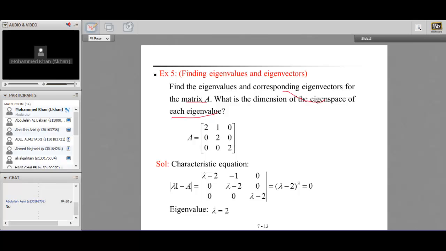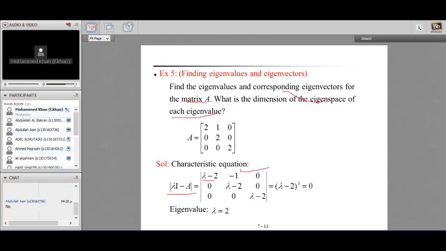So lambda I minus A is equal to 0. It means we can write lambda I minus A is equal to 0. We can write lambda just everywhere we will subtract lambda. So we have lambda minus 2 and lambda minus 2 and lambda minus 2. And here we have a 1, so we write minus 1.